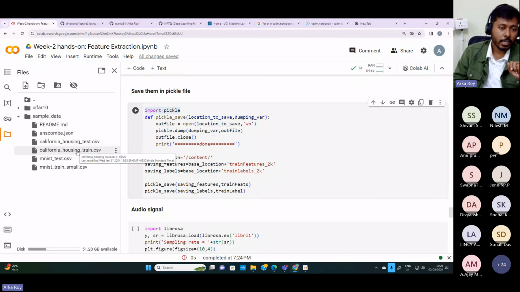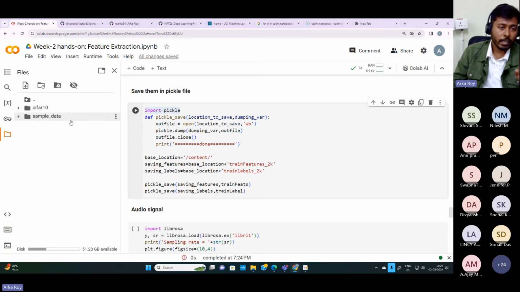So they have a training dataset and a test dataset, and in MNIST also they have given that. This is a pretty standard form that you will be able to see. And this whole directory is called content in the Colab notebook. So over here, the base location, that is why I have written content.